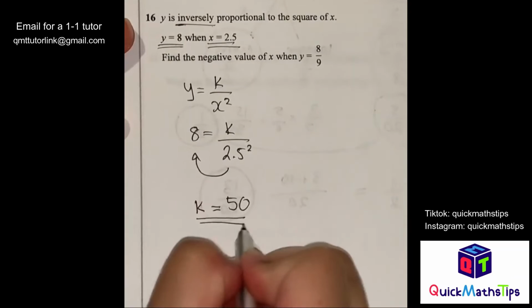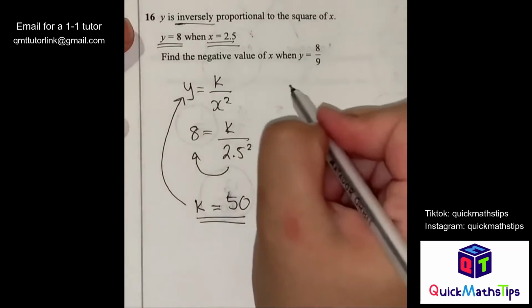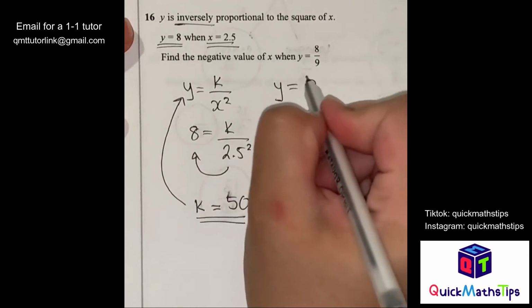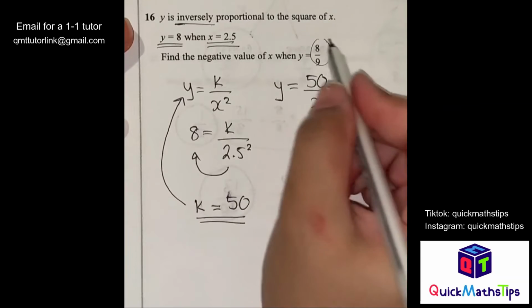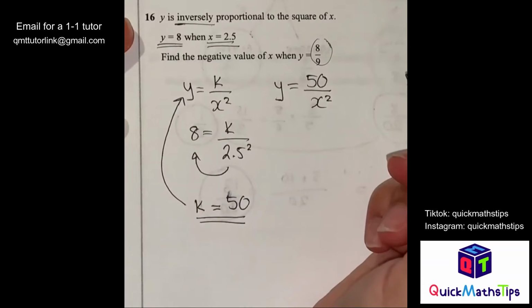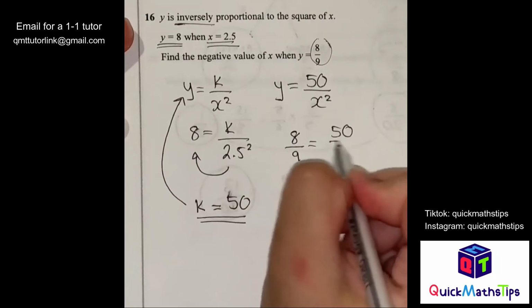This is a calculator question. You can just plug that into your calculator. Once you've got k, substitute it back into your original equation. So y is equal to 50 divided by x squared. Now it says find the value of x when y is equal to 8 over 9. So 8 over 9 is equal to 50 over x squared.